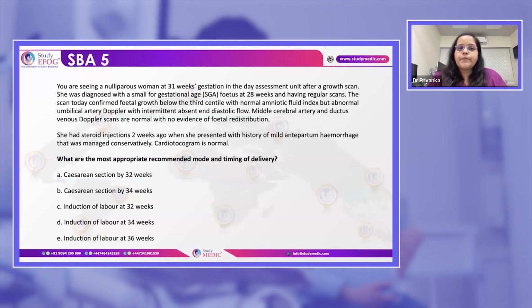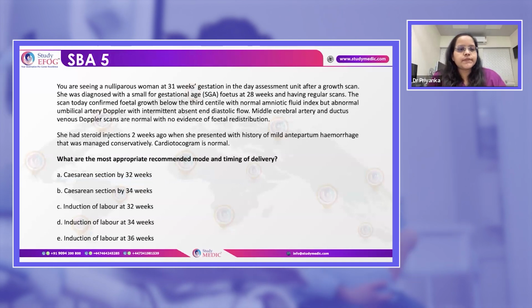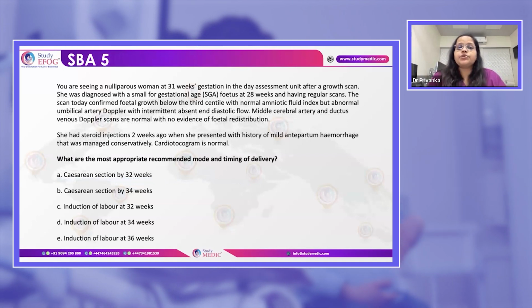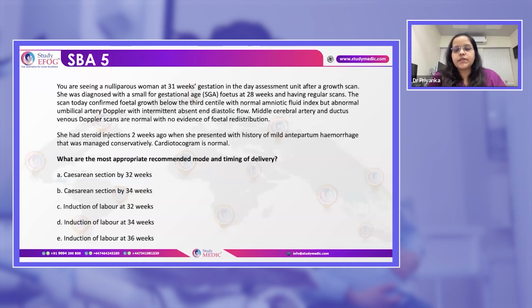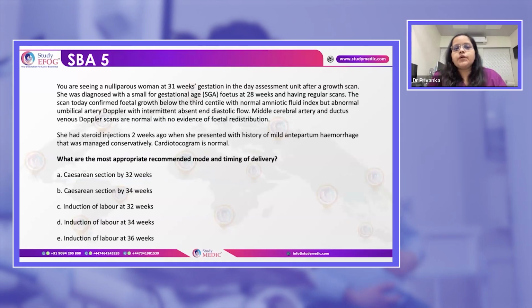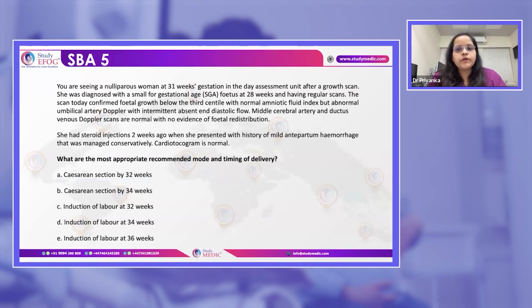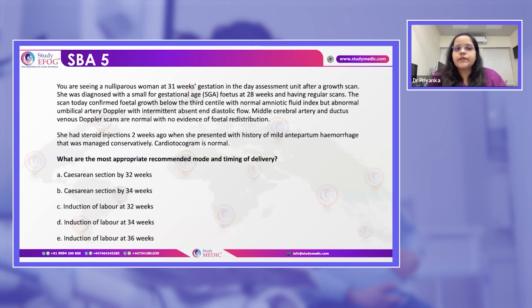So here you are seeing a nulliparous woman who is 31 weeks, in the day assessment unit for a growth scan. The scan shows that the baby is small for gestational age, which was also seen when she was at 28 weeks and having regular scans. The fetal weight is on the third centile and the amniotic fluid volume is normal, but the umbilical artery Doppler is abnormal, showing intermittent absent end diastolic flow. The middle cerebral artery and the ductus venosus Dopplers are within normal limits.